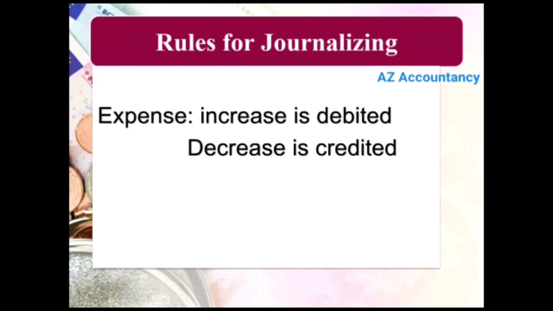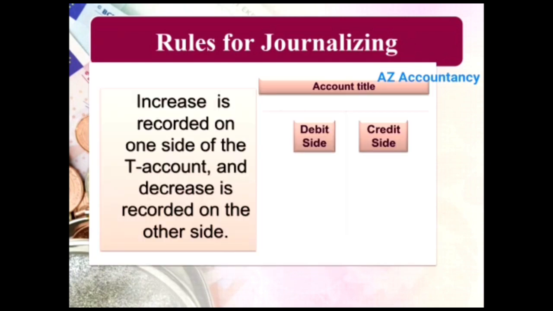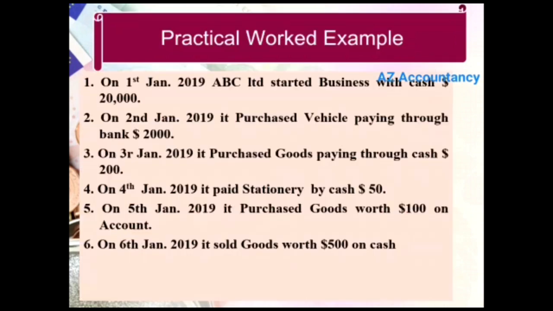Next rule for journalizing is expense. When we increase expense, it should be debited and decrease of expense should be credited. Now here I must clarify this. Any account has two sides, one is debit side, one is credit side. So increase must be recorded on one side and decrease must be recorded on the second side based on the rules which I just informed you.